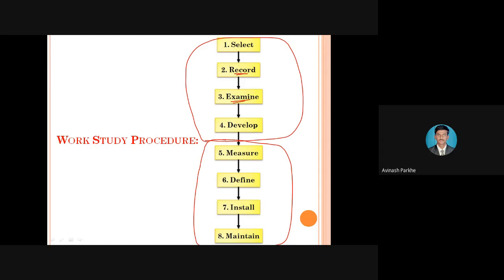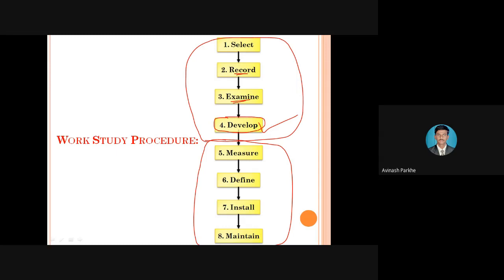Examine. We have to conduct the examination. Why we have to go for modification? Where we have to go for modification? How we have to go for the modification? Some questions will be asked. That means we have to go for the examination step, and step number 4 indicates that after eliminating the unnecessary operations, we have to develop the new method. That means steps 1 to 4 are applicable for the method study, where we have to eliminate the unnecessary operations.